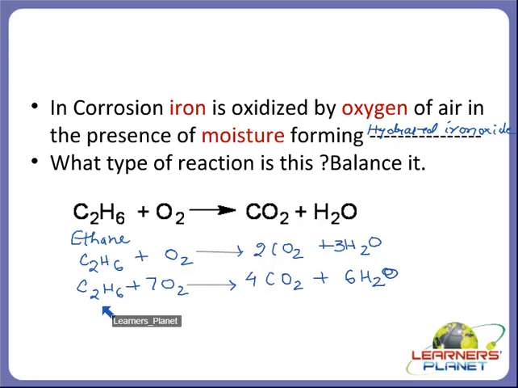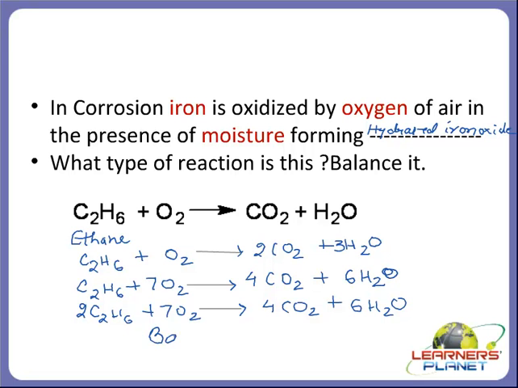But children, our C2H6 is to be balanced now. How many carbon are here? 4. So, what I can do on the LHS side is, I can put 2C2H6 plus 7O2, and it is giving you what, children? It is giving you 4CO2 plus 6H2O. Right? So now our equation is balanced.